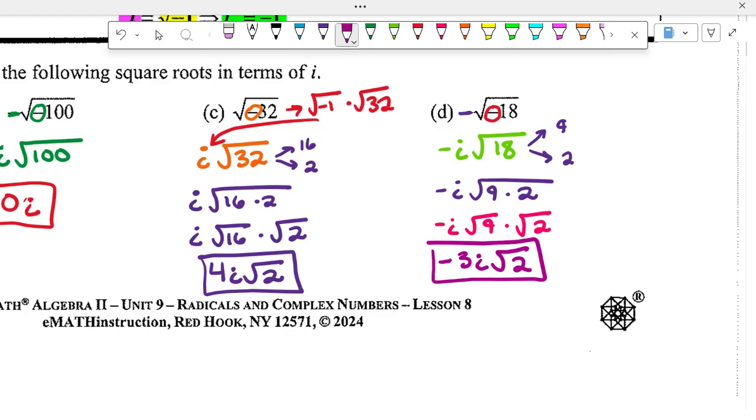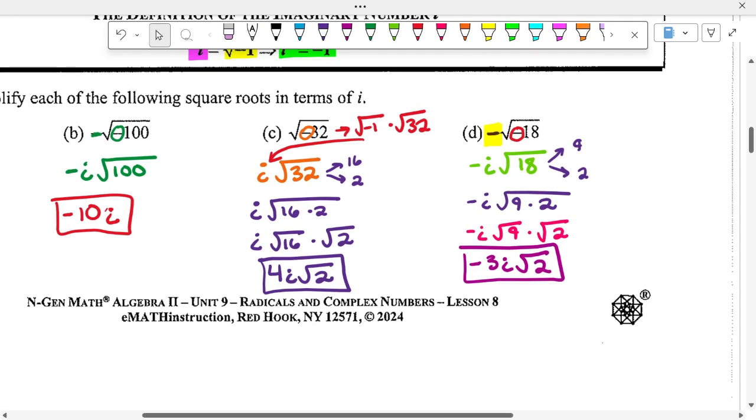Walking around the room, most of you guys got that. The only thing that I saw is that you just forgot to put that negative at the bottom. And again, the only reason we did that is because it was originally negative on the outside. So we just had to keep it. So just know, negative on the outside just stays negative like normal. Negative on the inside, take an i out.